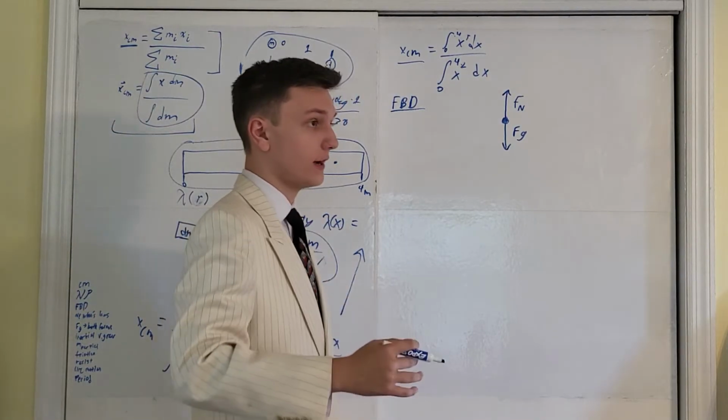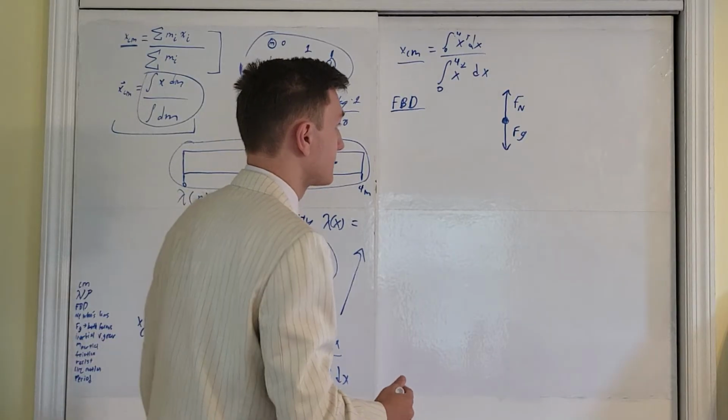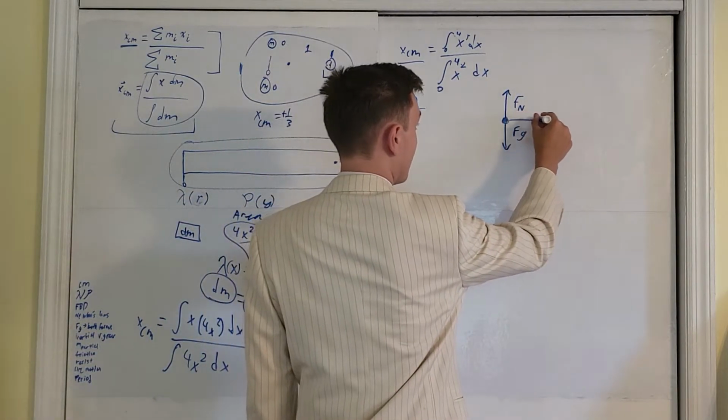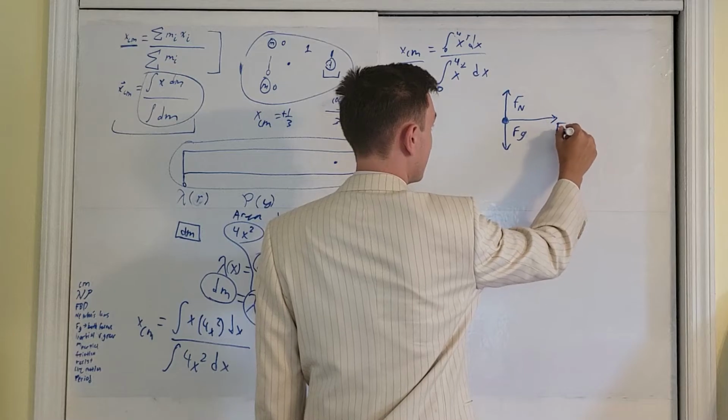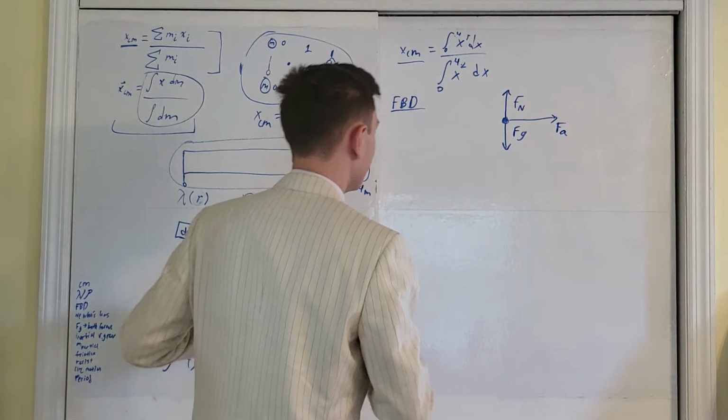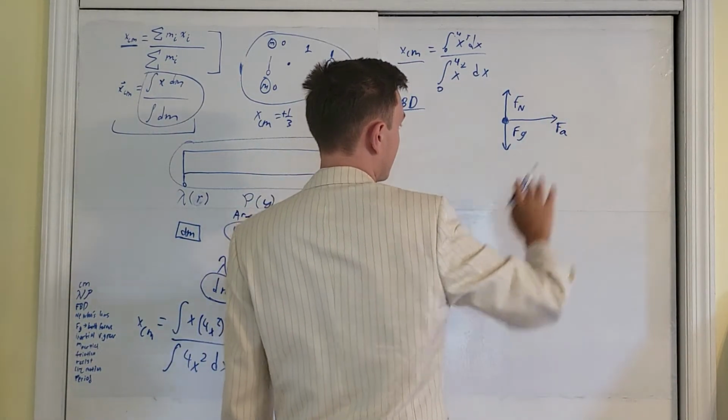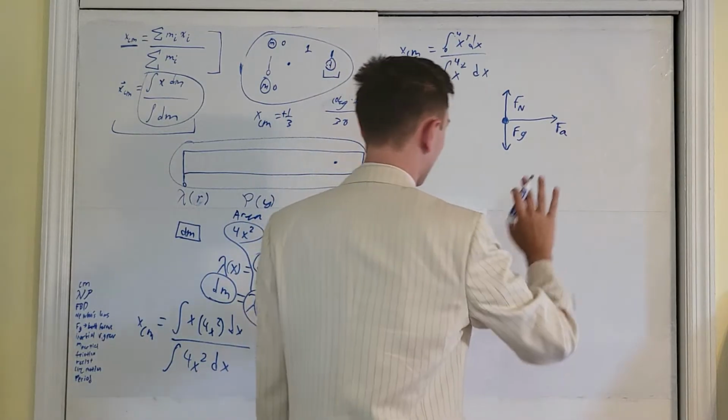If now my friend were to come and shove me from my left, then the force of my friend that he applies to me would be represented on the free body diagram. He would push me to the right. So he would apply a force to me towards the right.